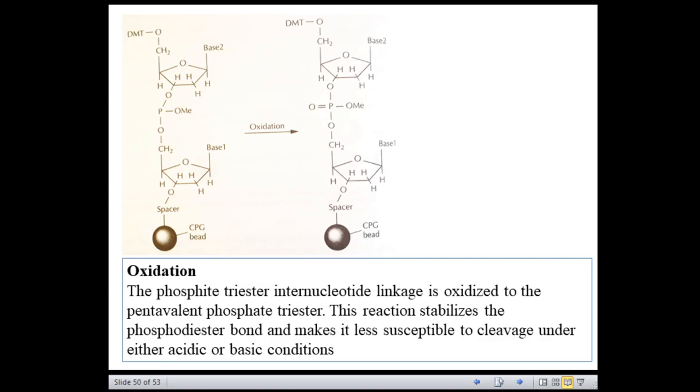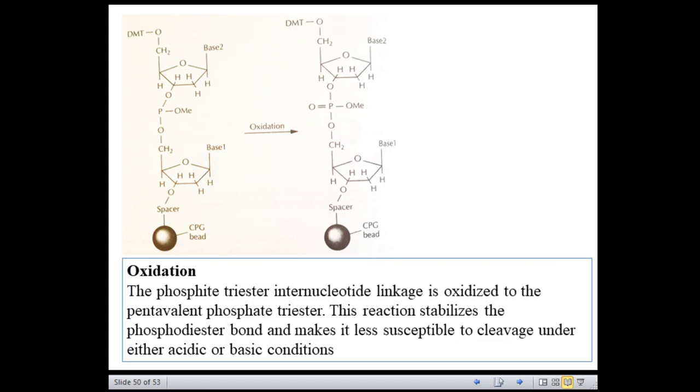When the final cycle is completed, the newly synthesized DNA strands are still bound to the CPG beads. Each phosphate triester contains a methyl group. Every guanine, cytosine and adenine carries its amino protecting group, and the 5' terminus of the last nucleotide has a DMT group. So this is the overall picture of the newly synthesized DNA strand.